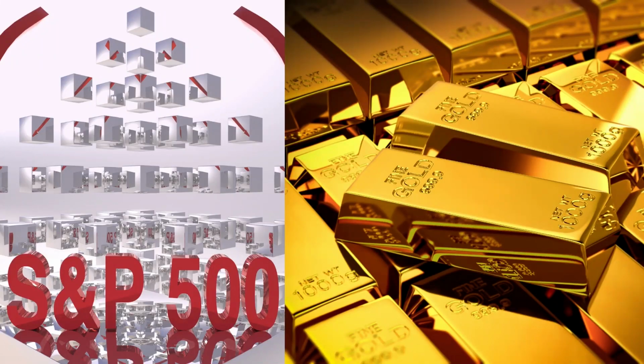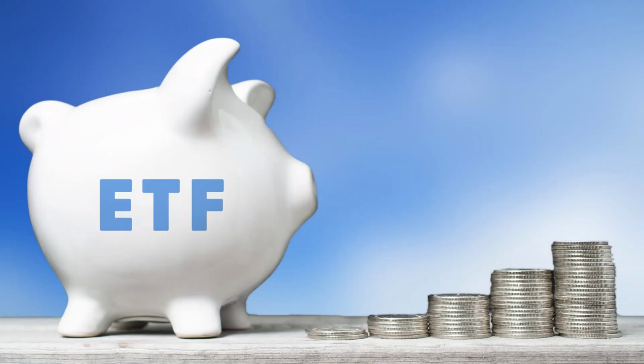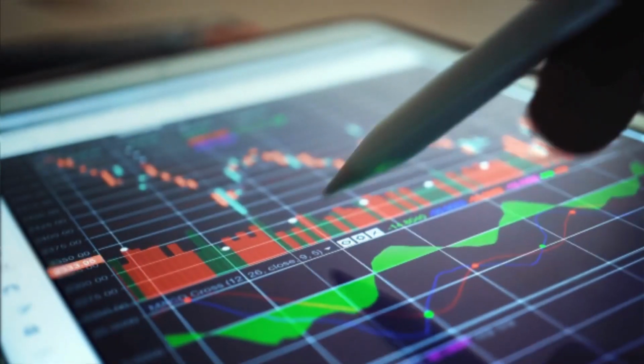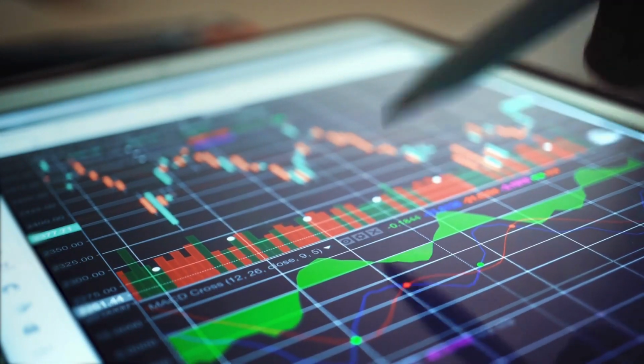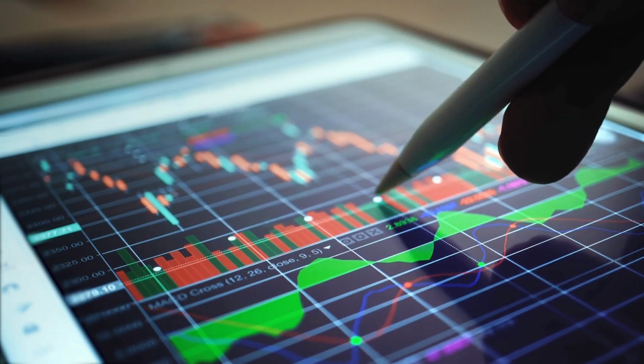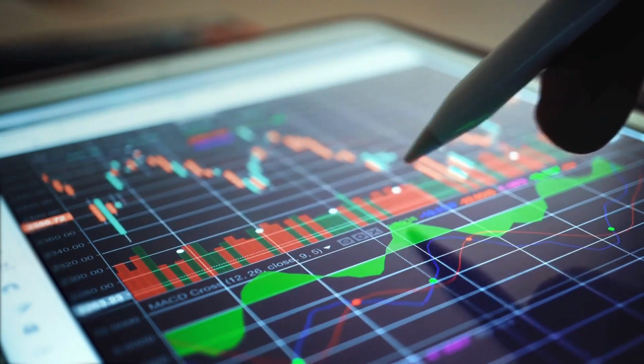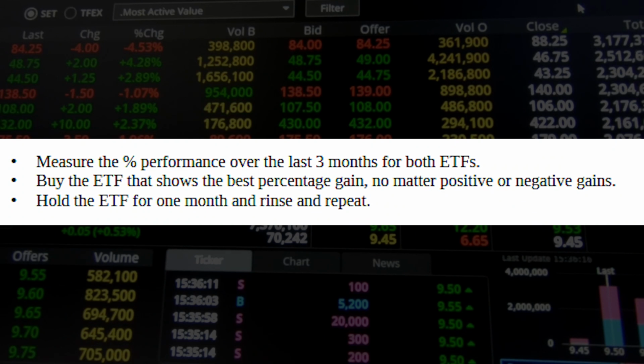Let's go to the second dual momentum strategy. This one trades S&P 500 and gold, and we use the ETFs with the ticker codes SPY and GLD. This dual momentum trading strategy is similar to the first one, except that we swap TLT for GLD. We use a 3-month look-back period to measure momentum, and we go long the asset with the best percentage performance over the last 3 months. Then we rinse and repeat going forward.